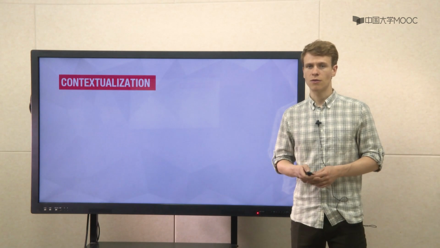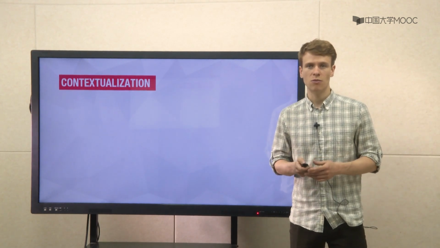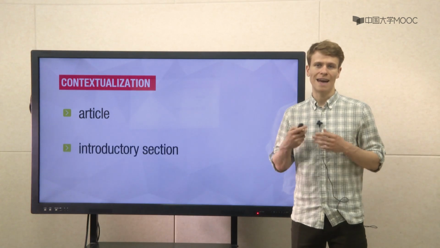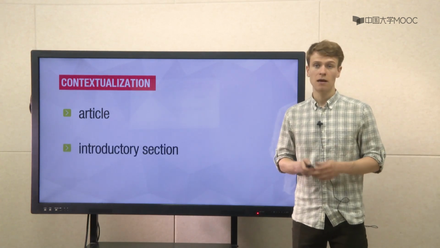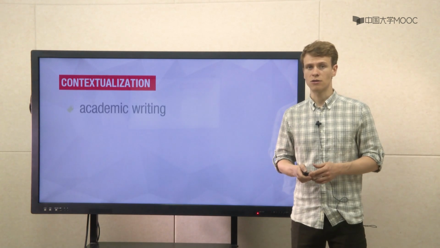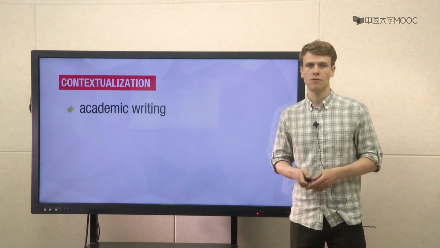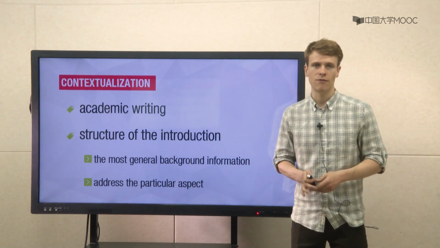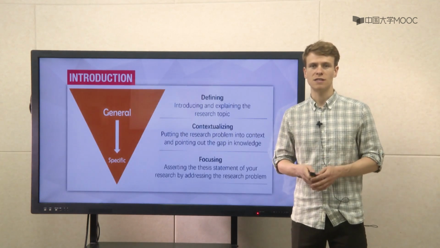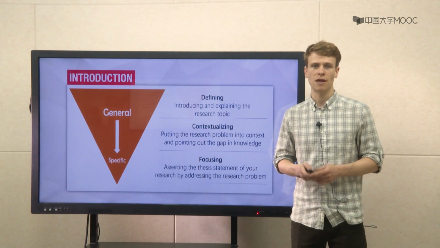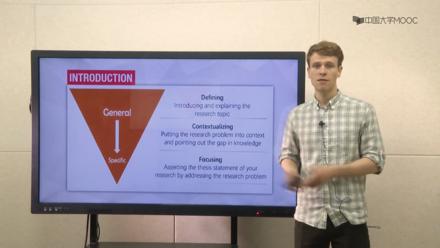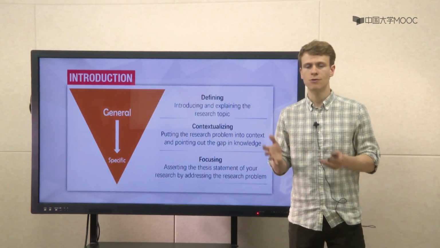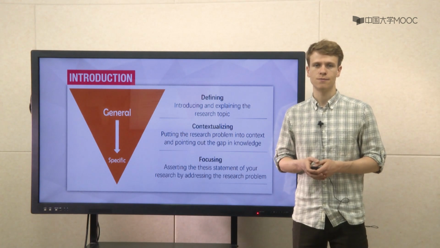In an article, the contextualisation of the research problem is always featured in the introductory section. In academic writing in particular, a simplified structure of the introduction resembles an inverted triangle from top to bottom. The writer starts from the most general background information and narrows down to address the particular aspect being focused on in the article. This figure will help you to visualise where contextualisation fits within the general structure of an introduction.